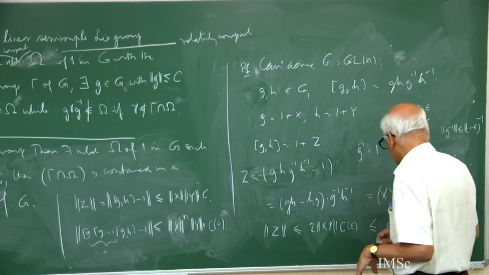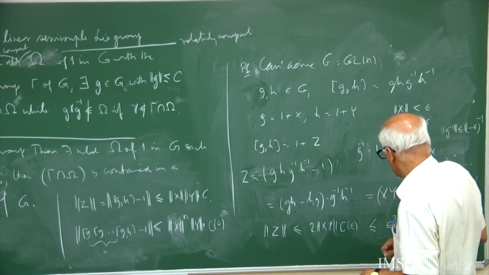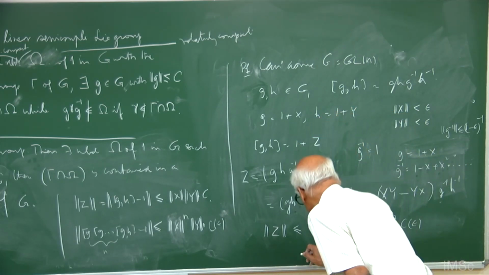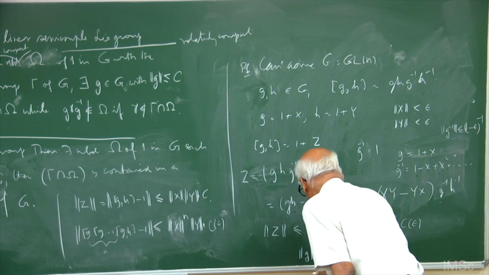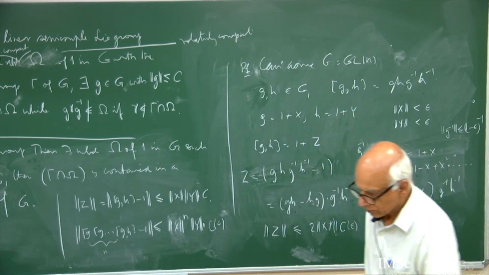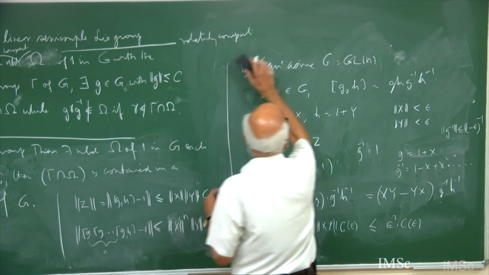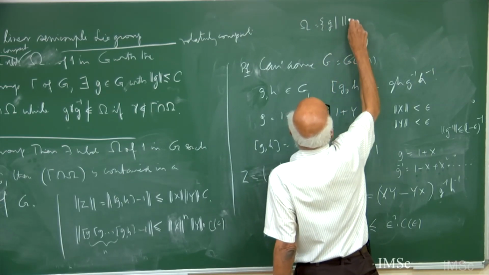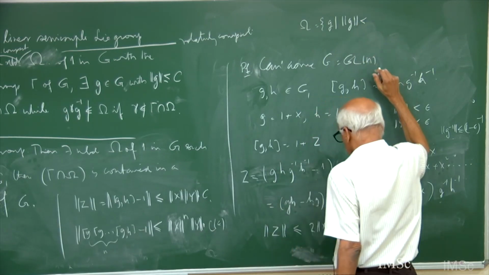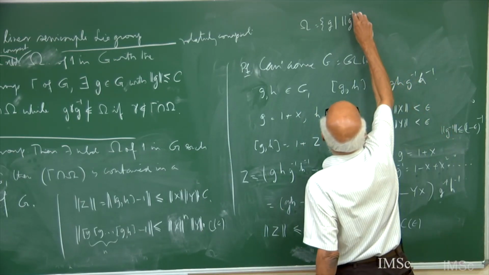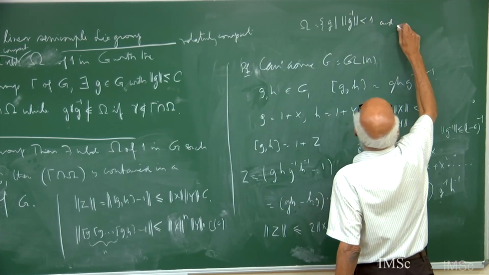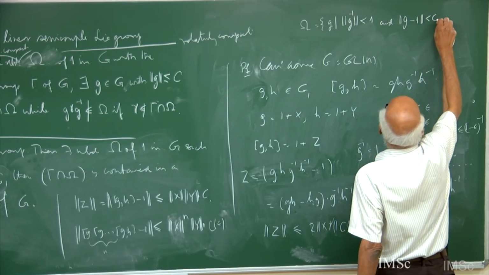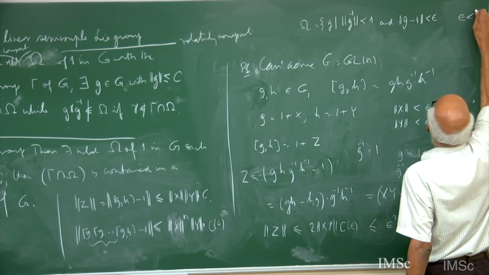I'm going to take something like this, the set. I want norm G. Look at the set of... one second. I'm going to assume that omega will be the set of G with norm G less than or equal to norm G inverse less than 1, and norm of G minus 1 less than epsilon, where epsilon is less than half, say.